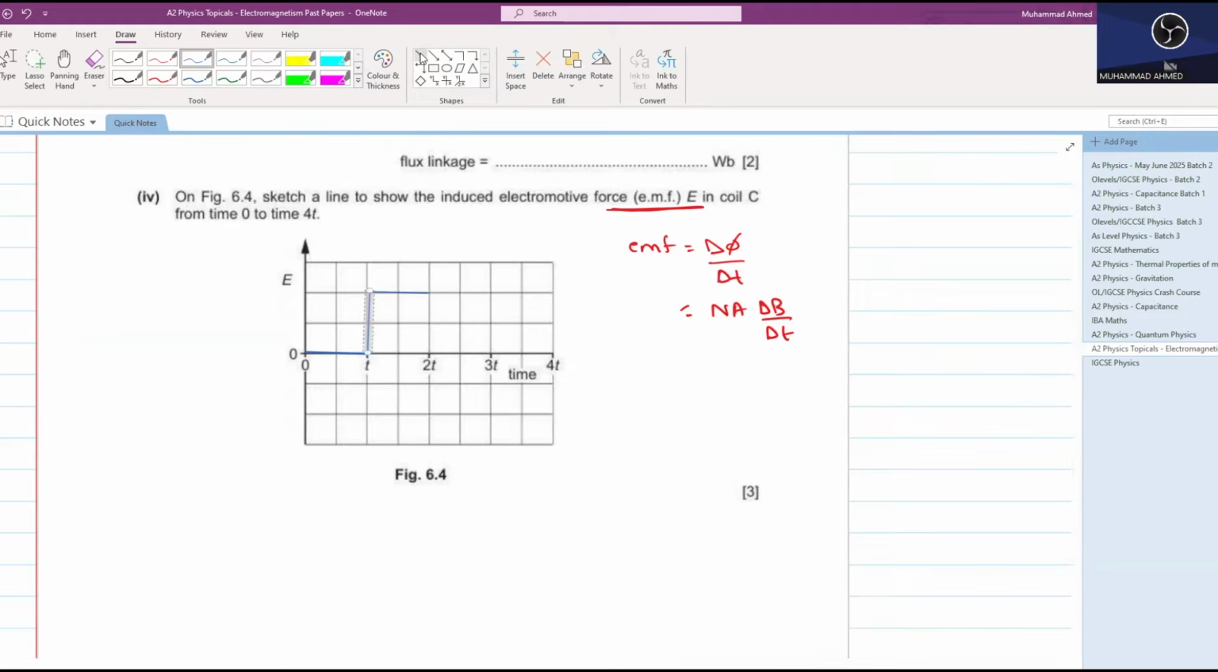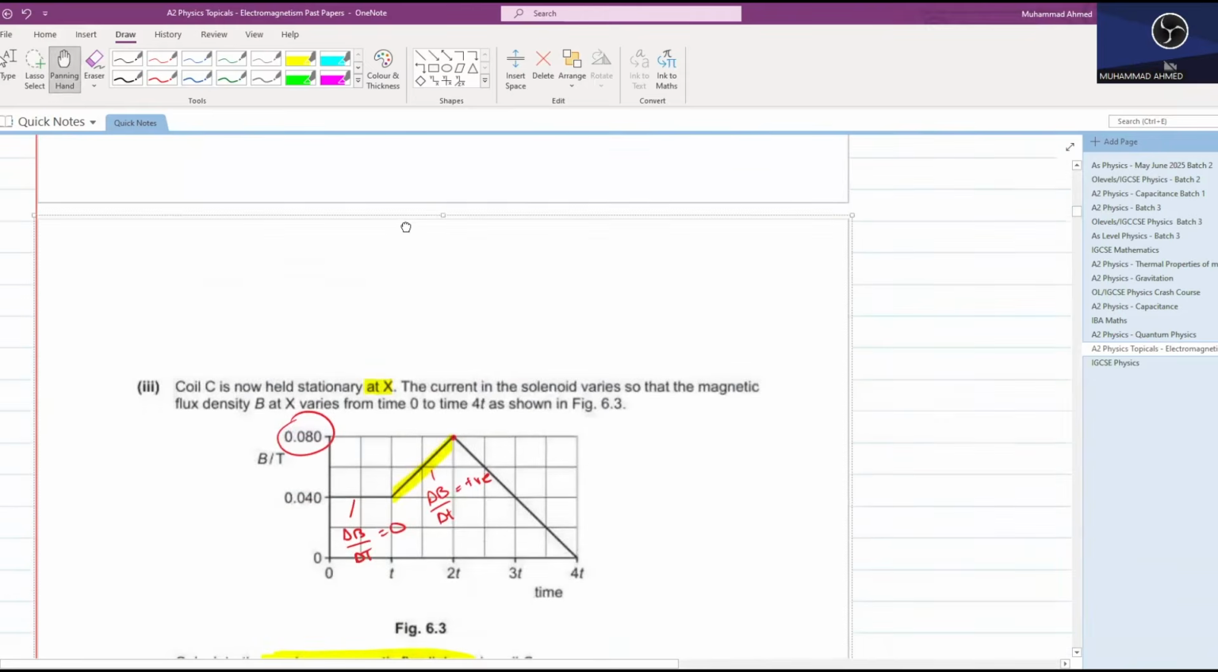Something like this, and like this. Obviously, my drawing is worse than a grade 1 student, so these might not even look vertical. But remember, these lines are vertical, okay?